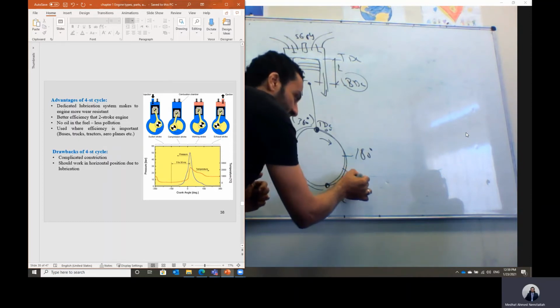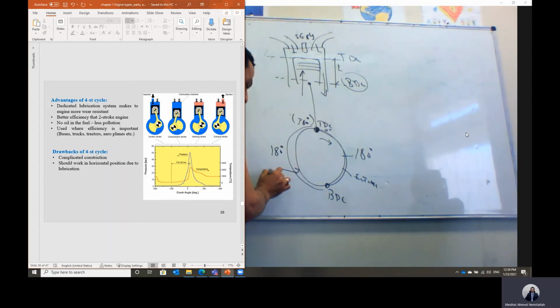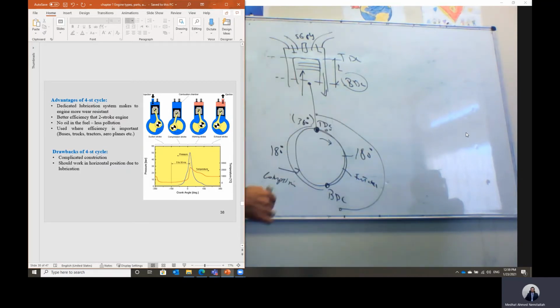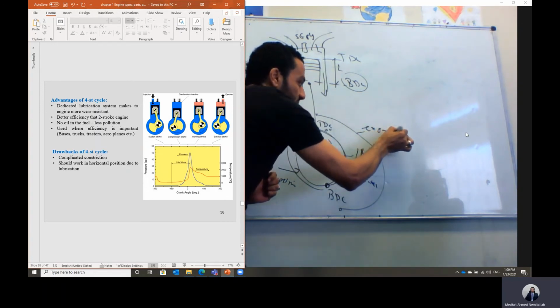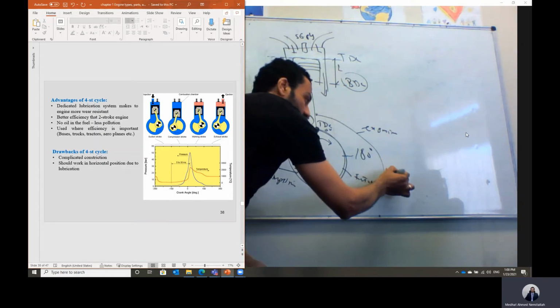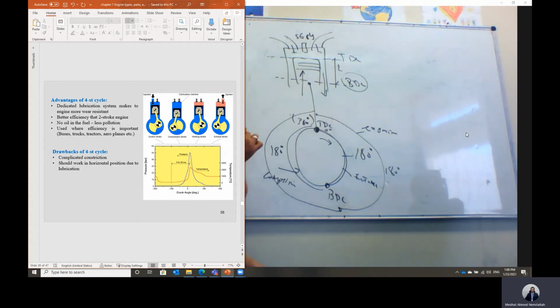So this is the intake stroke, and this is the compression stroke. Then we'll have another stroke. The piston will be moving after initiating the combustion. We will have the expansion stroke, where the piston is expanding from the top dead center to the bottom dead center during the power stroke. This is also half a revolution, 180 degrees. And then from the bottom dead center, the piston will be moving up again during the exhaust stroke. So this is the exhaust stroke, and this is also 180 degrees to get back again to the top dead center.